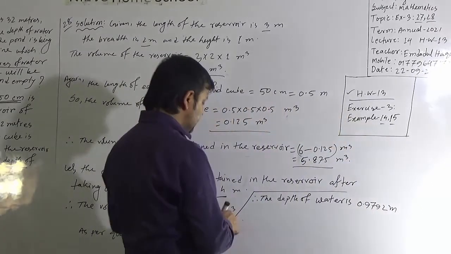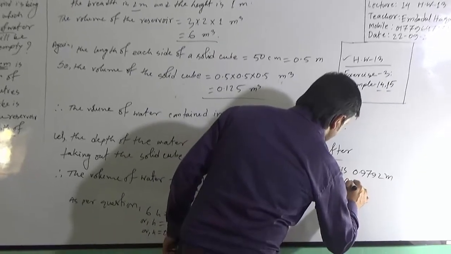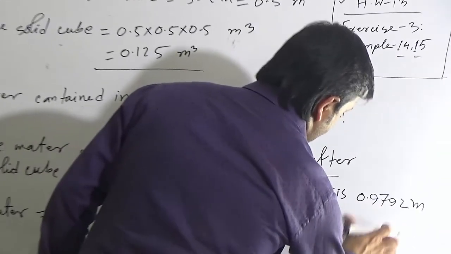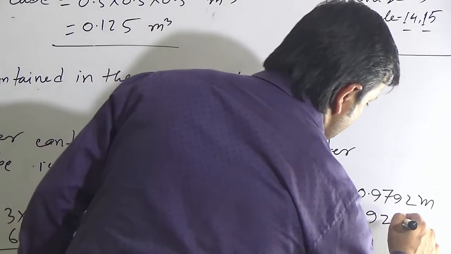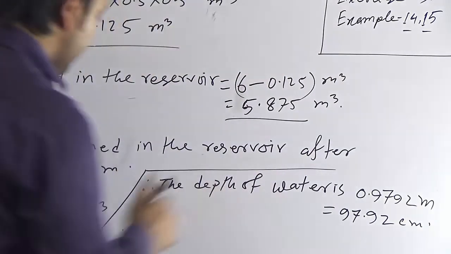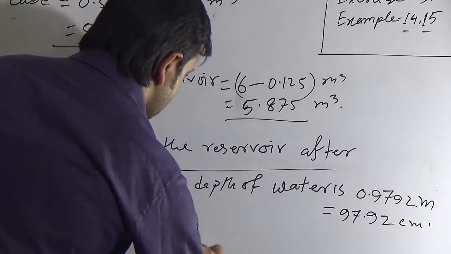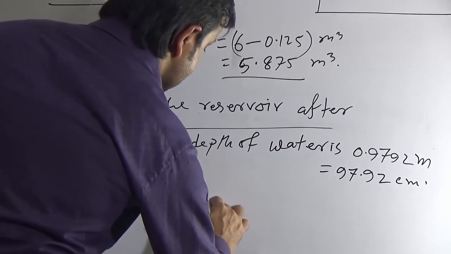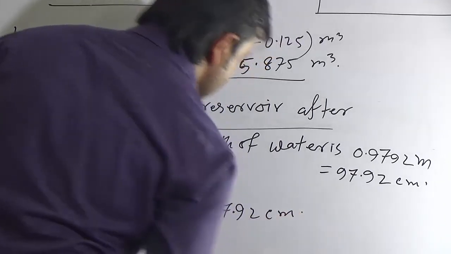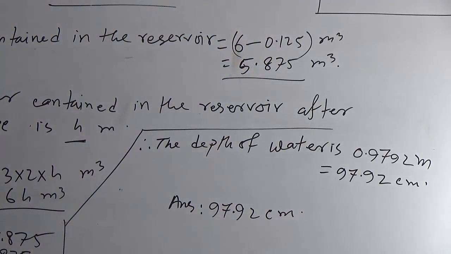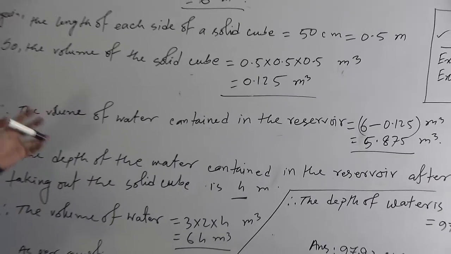So if you convert this into centimeter, we have to multiply by 100. This will be 97.92 centimeter. So this is our required depth. So answer of question 28 is 97.92 centimeter. Dear students, I hope you have understood the solution of question 28 also.